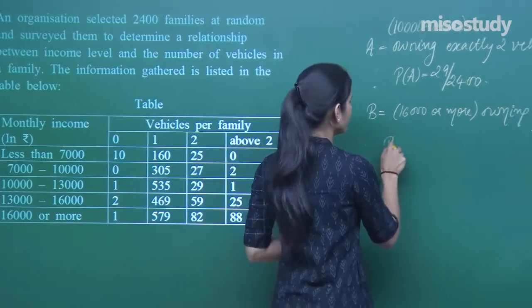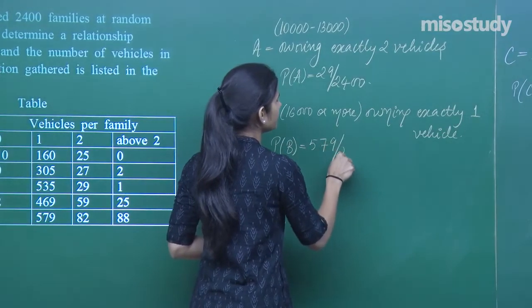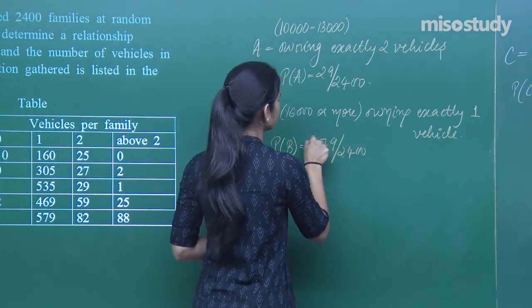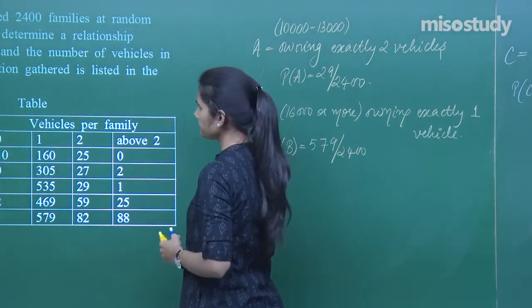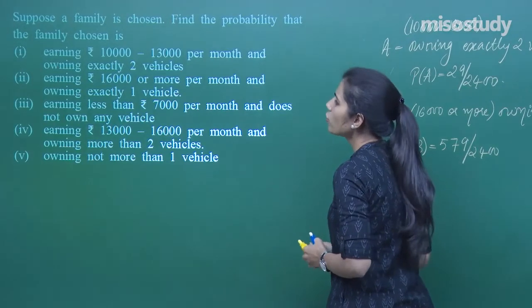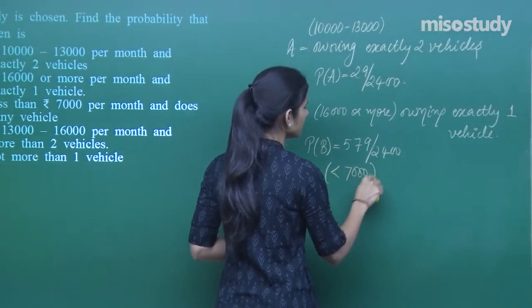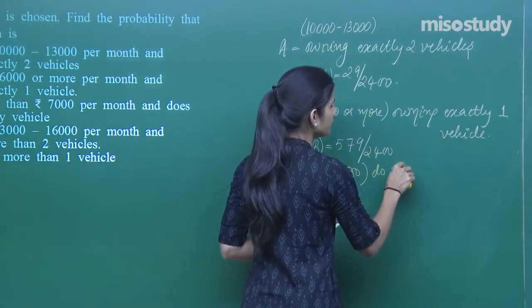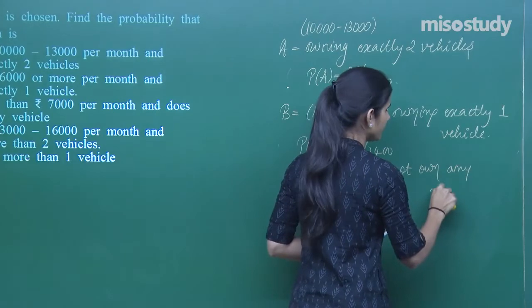So, probability of event B is 579 by 2400. Is it clear? Let's look at the next situation. Earning less than 7,000 and don't own any vehicle. So, less than 7,000 and do not own any vehicle.